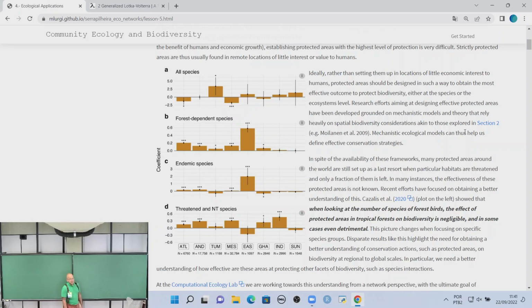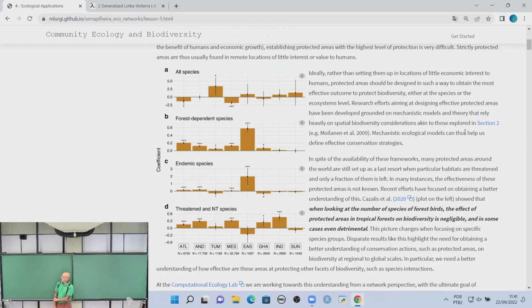And I think that this kind of information is useful because you can then use it in the models to make sure that the sizes, connectivities, and so on of the protected areas are actually effective in the way that you want them to be.